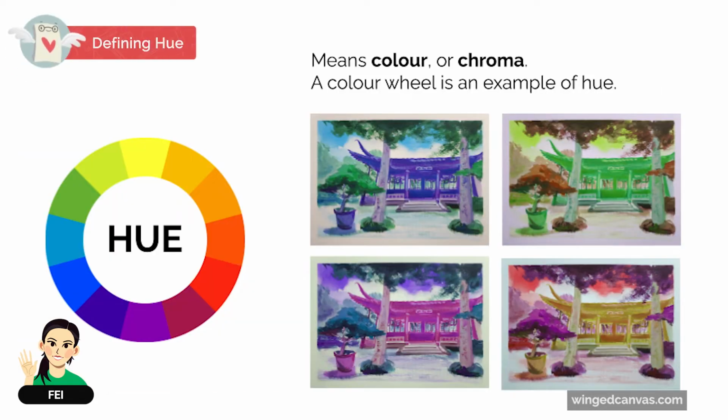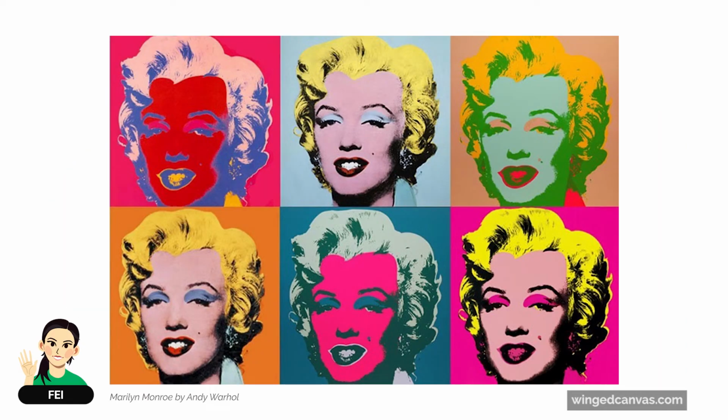So this is an example of hues, and you can see that I've just changed the hue. They're the same vividness, the same brightness, except the hue has completely changed. So this is an example of hue, and basically hue is also known as color, and it's also known as chroma. Right? So a color wheel is an example of hue, and if you think of Andy Warhol's Marilyn Monroe pieces, that's all him exploring hue.